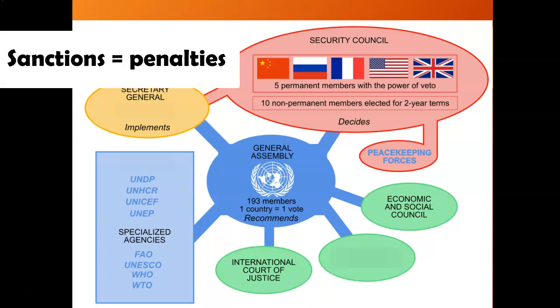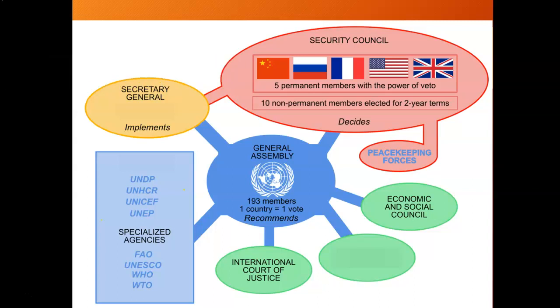Or the Security Council could say something like, nobody's allowed to play sports with this country until they make the improvements, until they take care of their human rights issue, or until they pull out of war with another country. The Security Council can actually authorize military intervention.